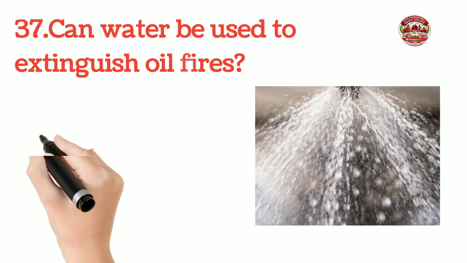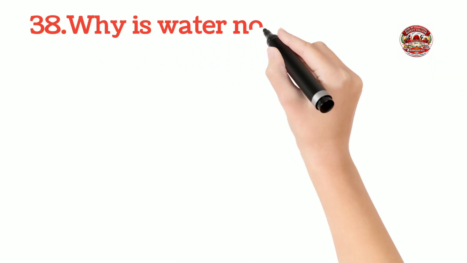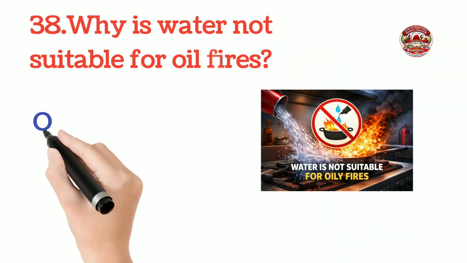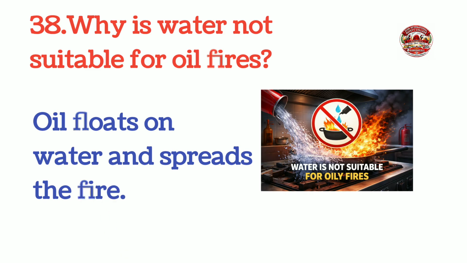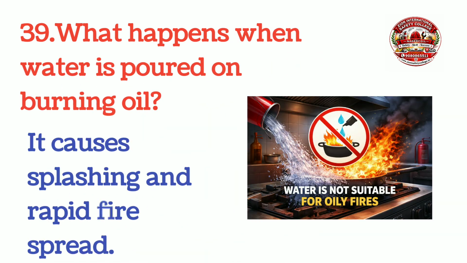Can water be used to extinguish oil fires? Generally, no. Direct water should not be used. Why is water not suitable for oil fires? Oil floats on water and spreads the fire. What happens when water is poured on burning oil? It causes splashing and rapid fire spread.